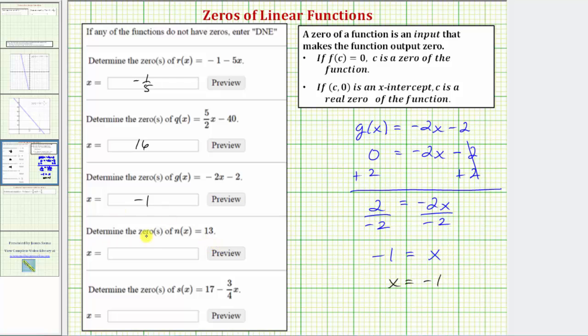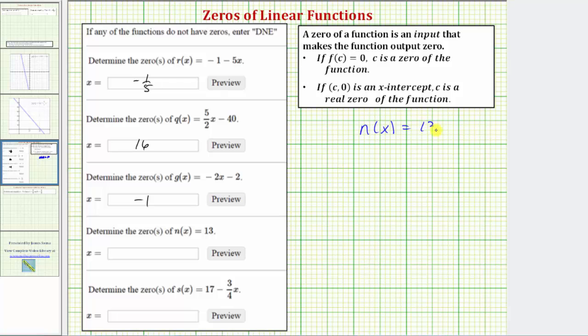Next, we have the constant function n of x equals 13. Again, to find the zero of any function, we set the function value equal to 0. So here we set n of x equal to 0, and we get the equation 0 equals 13. And notice how there's no solution to this equation. 0 does not equal 13. So this tells us the function n of x has no zeros. And from our homework, we're told to enter DNE.